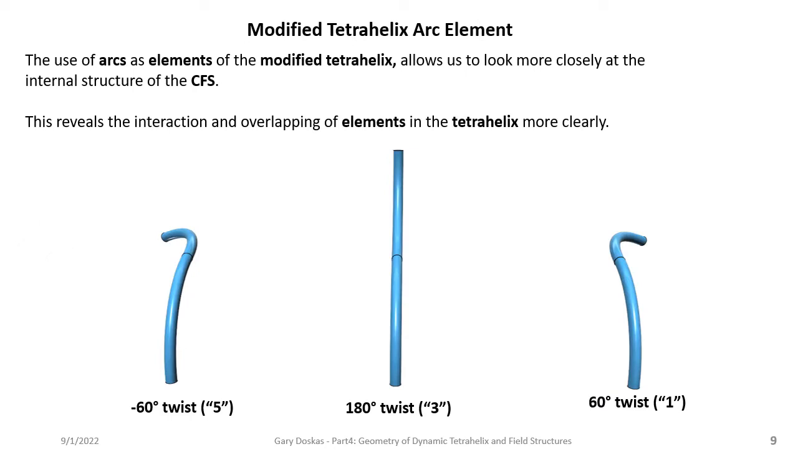Modified tetrahelix arc element. The use of arcs as elements of the modified tetrahelix allows us to look more closely at the internal structure of the CFS. This reveals the interaction and overlapping of elements in the tetrahelix more clearly. Here we have the minus 60 degrees twist, the 180 degrees twist, and the 60 degrees twist.